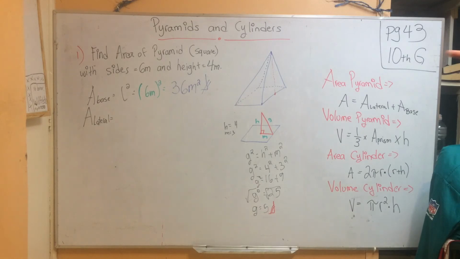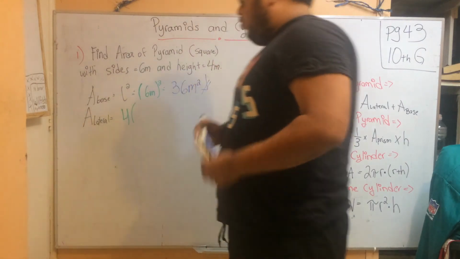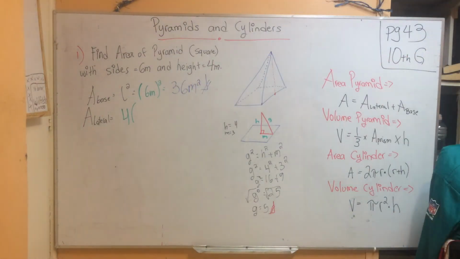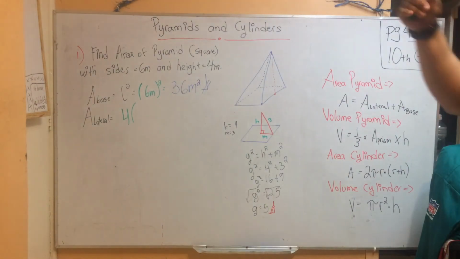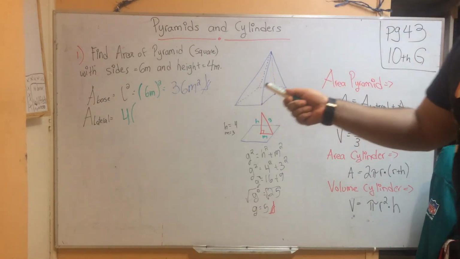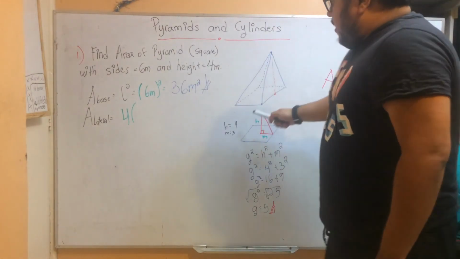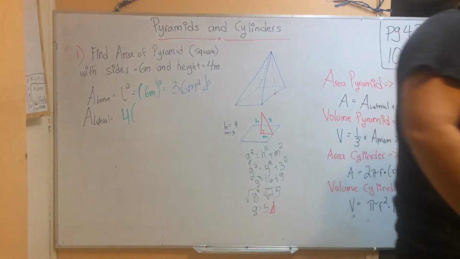So let's work on the area of the lateral. First we need to put how many laterals do we have. That's why we put 4. If we were to have a triangular base, that means that we have 3 laterals. So that number would be 3. If we were to have a pentagonal base, that means that we're going to have 5 laterals. But in this case, we only have 4. So that means that we need to multiply the area of this triangle by 4.